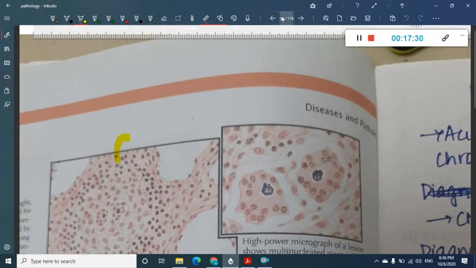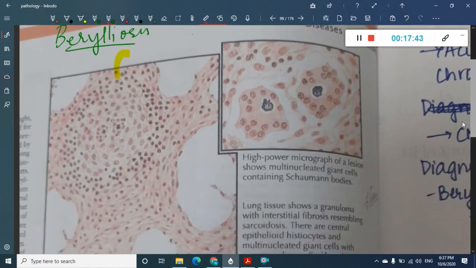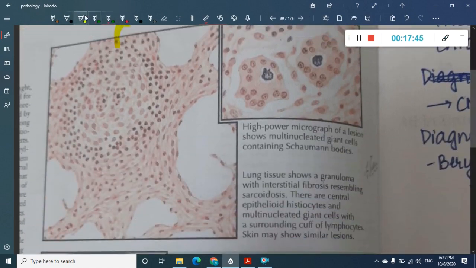The next disorder is beryllium, that is berylliosis. Okay, here in berylliosis you can see, this berylliosis actually resembles sarcoidosis. It's difficult to distinguish the difference between berylliosis and sarcoidosis.